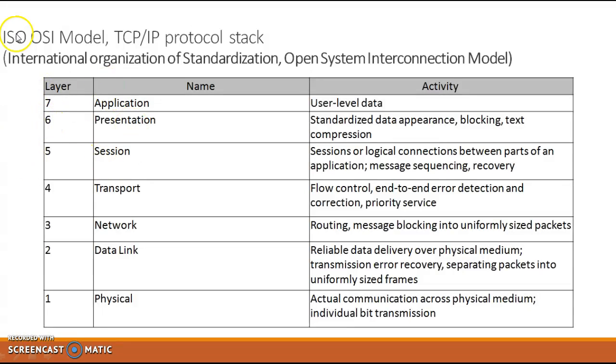The most commonly used model nowadays, in Windows and all these things, is the TCP/IP model. The TCP/IP model is a little bit different from the OSI model. In it, three layers, application, presentation, and session, have been combined, while the rest of the layers are the same. So this is what ISO means: International Organization for Standardization, and OSI is the Open System Interconnection model.